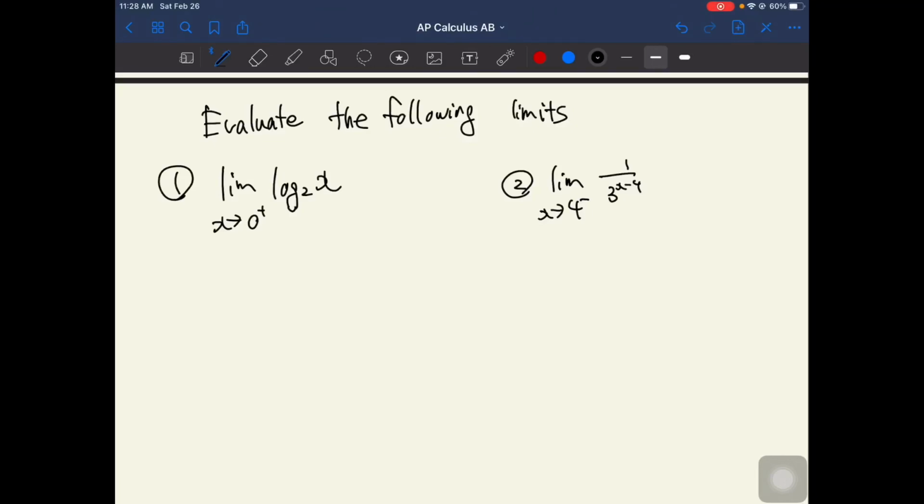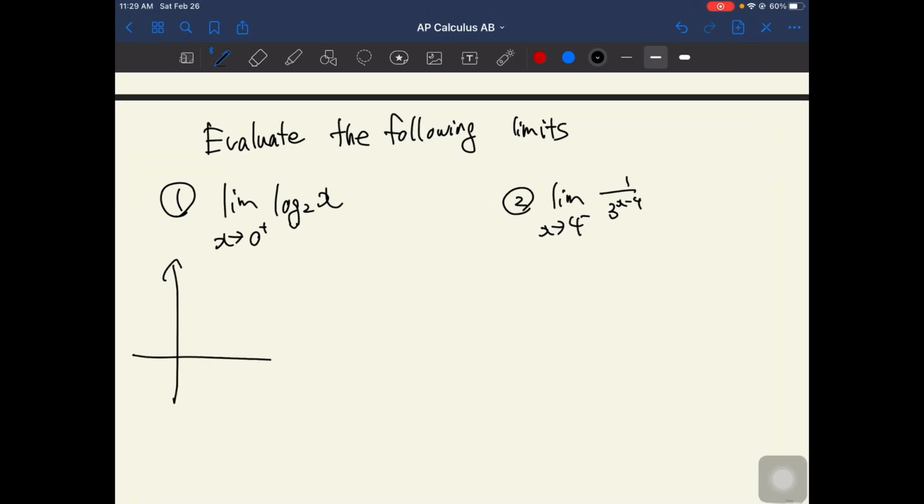Today I'm here to explain about these questions. Evaluate the following limits. Let's start with number 1. Limit of log base 2 of x as x approaches 0 from the right side. To solve this question, I recommend you sketch the graph first. Let me sketch it.